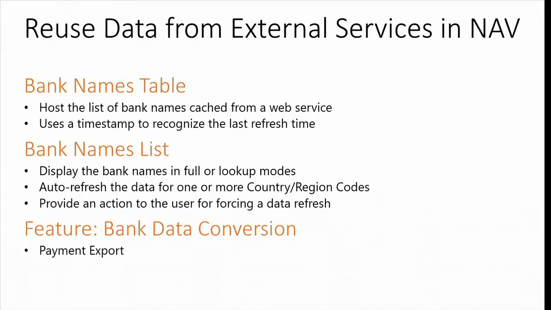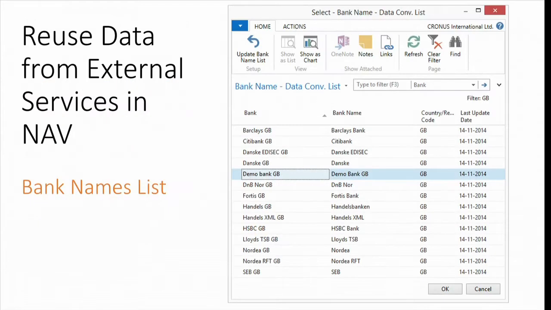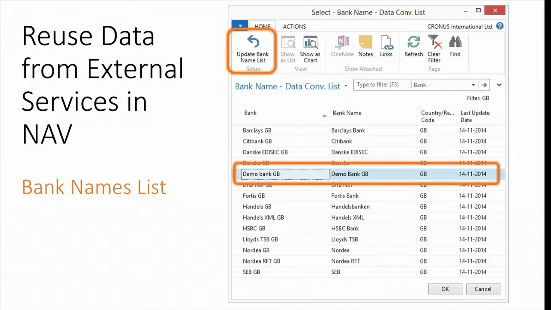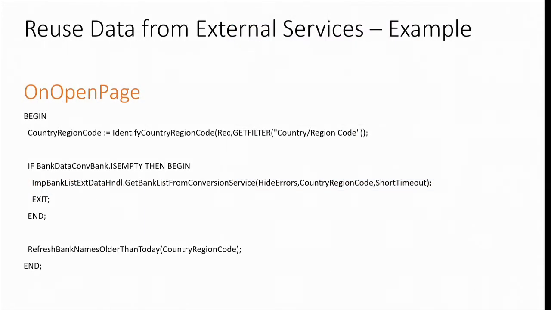Where did we use that? We used it for the payment export feature, where we generate bank-specific file formats. So we need the bank name to communicate it to the web service that does the conversion, and from this one, we get the right file and give it out to the user. This is how the page looks, where each of the bank names is already time-stamped and associated with a country code, and the user has this action to decide if they want to refresh it at some point in time.